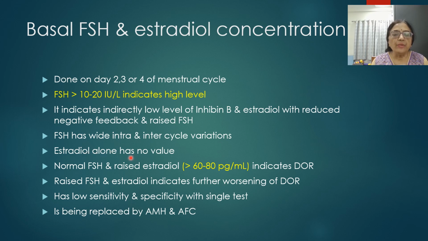Estradiol alone has no value, but when we do estradiol along with FSH, if FSH is normal but estradiol is raised to more than 60 to 80 picogram per ml, it indicates a possibility of diminished ovarian reserve. If both are raised, then further worsening of diminished ovarian reserve is indicated. This test has a low sensitivity and specificity with a single test. Sometimes you need to repeat it to confirm, because, as I said, cycle to cycle and intracycle variability is too high. That is the reason it is being replaced at present by anti-Mullerian hormone and antral follicular count.